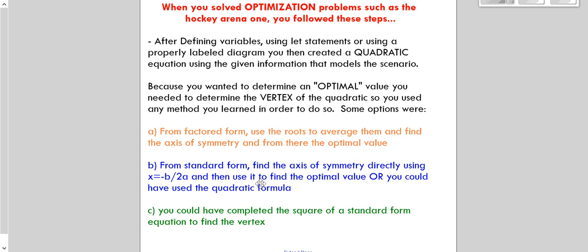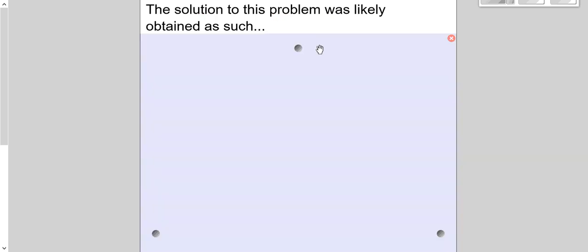The final way in grade 10 or 11 you would have done this was, if you had it in standard form, you would have completed the square, and that put it into vertex form. Again, all very algebraic procedures, but all of them would have gotten you the final answer. So if we were back in grade 10 or 11, this is likely how you would have solved the problem.